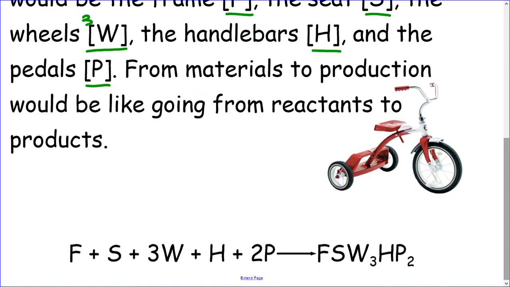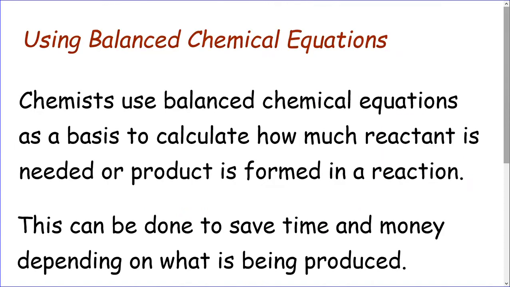And if we were to combine those together, we'd go from reactants to products. So we start off with our reactants, and we would get our products in the end. So we can see that combining these things together is like a materials list making a final product. So if we were to use a balanced chemical equation, we use it to calculate how many reactants are needed or how many products are formed in a reaction.